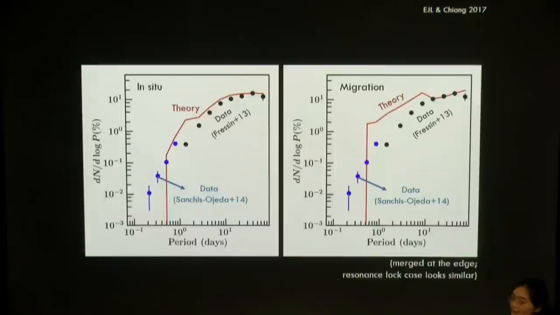And this is expected out of migration because this is what migration does. It simply transports the planets from far out and just piles them up at the edges of the disk, which is why you have this increased excess of the planets with respect to the data and also the in situ model. So the in situ model seems to do better at agreeing with the data. But even in this better agreeing model, there's a problem here that we're not getting any of these ultra short period planets. So how did these planets get so close in to their host stars?